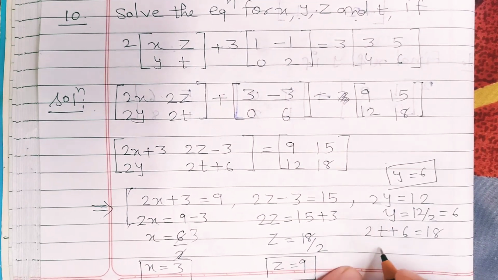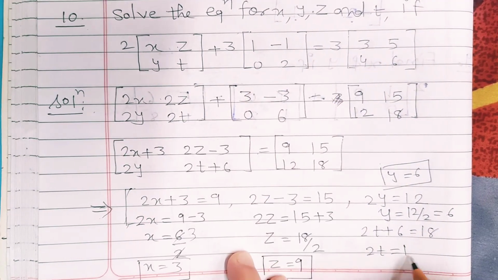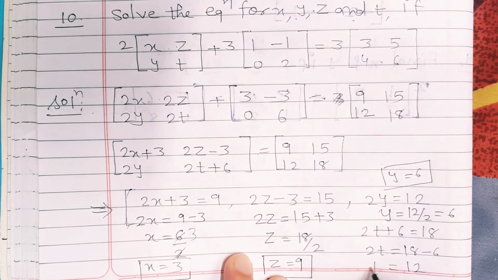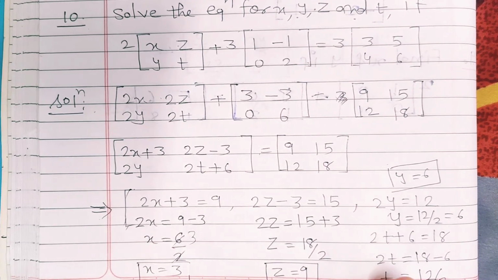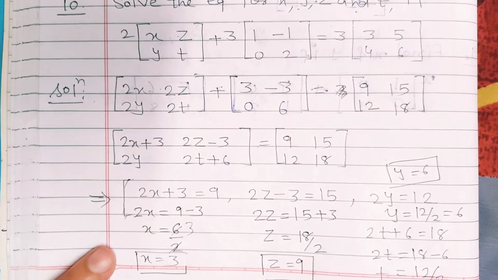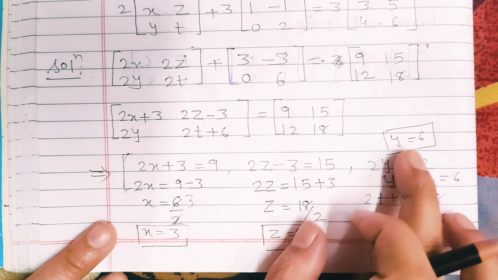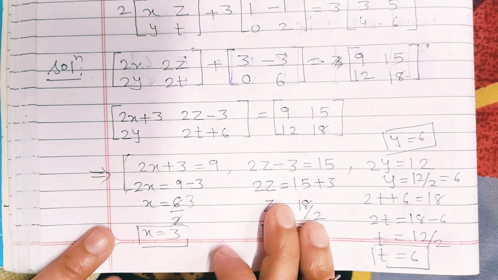So 2t plus 6. So 2t, get a 6 on the right hand side. It will be 18 minus 6, that means 12. So t is equal to 12 by 2, so t will be 6, since 2 6s are 12. So here we are left with x is equal to 3, z is equal to 9, t is equal to 6 and y is equal to 6. So in this way we have completed our 10th question.